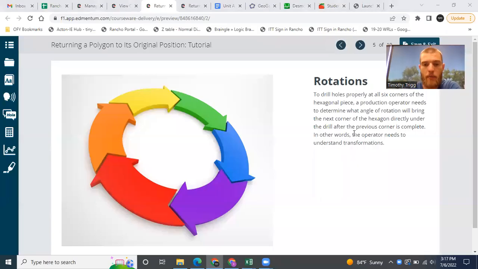Hello, math students. Today we're going to be going over returning a polygon to its original position, going over the tutorial and the mastery test here. So please follow along, do everything I do, and it'll make a lot of sense.